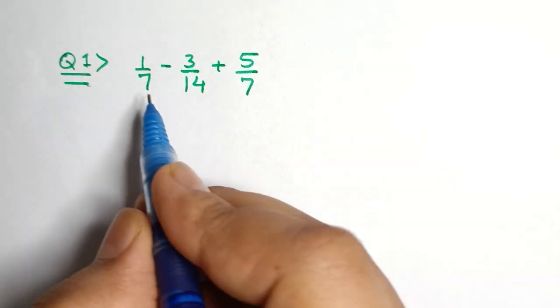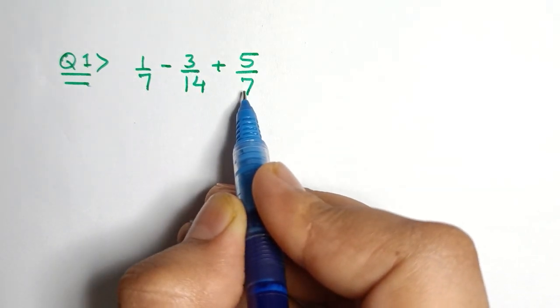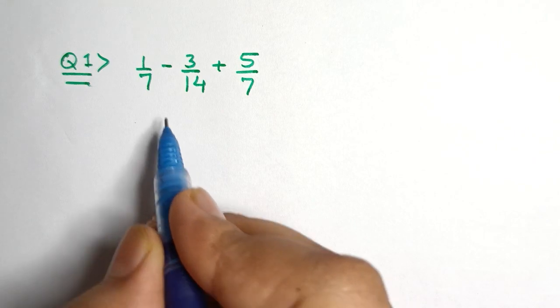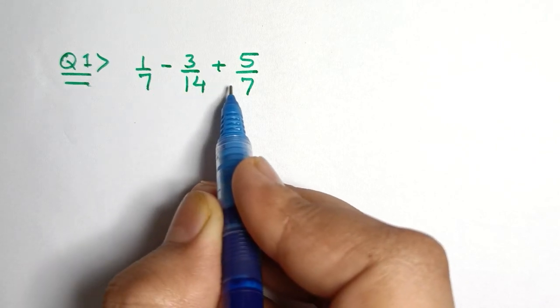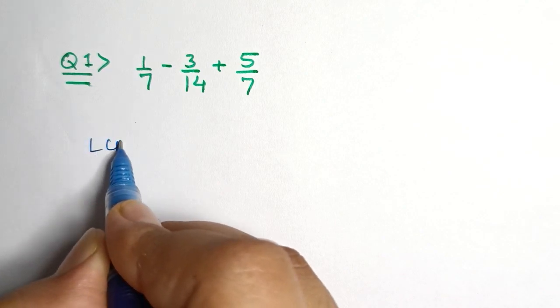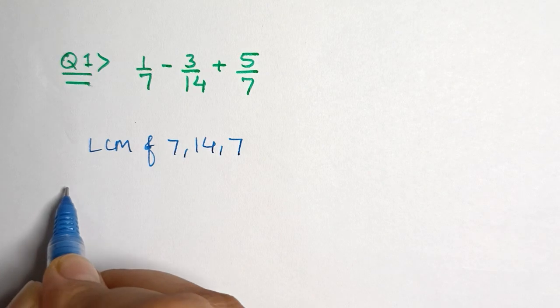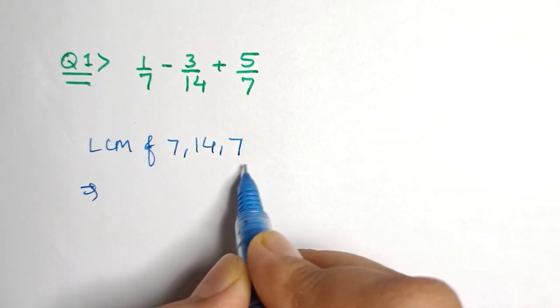So my dear friend, your first question is in front of you. The question says 1 upon 7 minus 3 upon 14 plus 5 upon 7. Your first step is to take the LCM of these three denominators. So the LCM of 7, 14 and 7. What will it be?